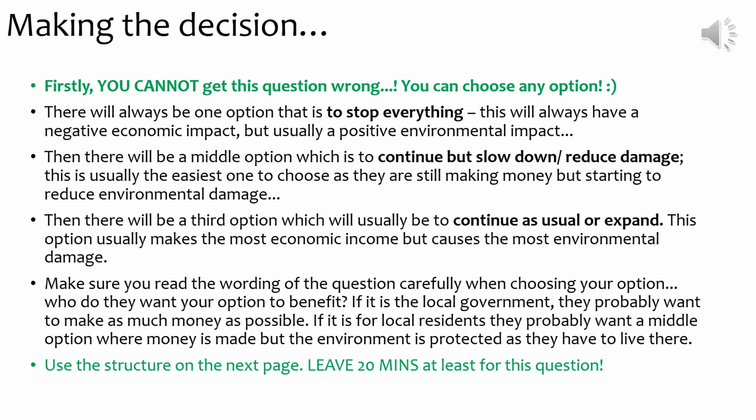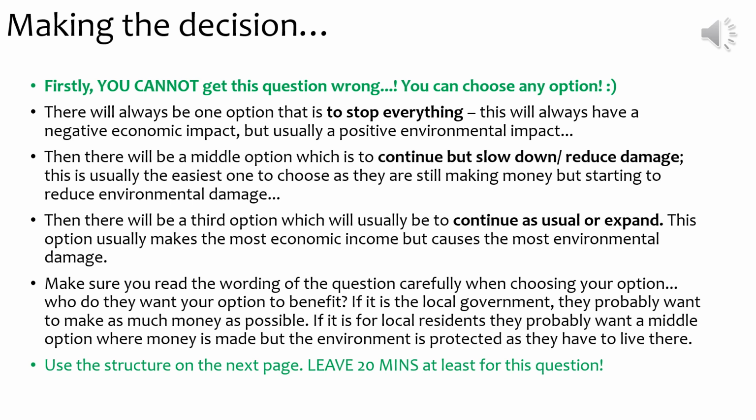There will always be one option which is about stopping everything. This always has a negative impact on money because normally it's stopping production of oil in some way. But it will have a positive environmental impact. Then you'll be having an option which is about slowing down production or reducing damage to the environment. That's what's usually the easiest one to choose because the country's still making money whilst the environment's improving. Then there will be a third option, which is usually to continue as usual or expand production. And this obviously has a great economic advantage, but it causes loads of damage to the environment.